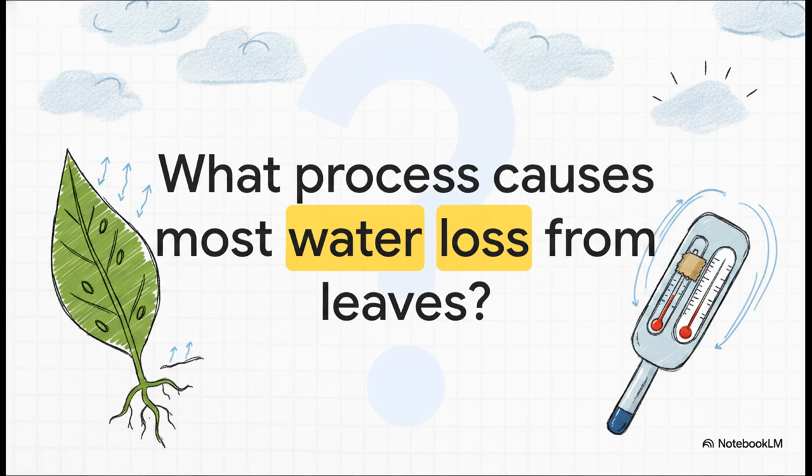Moving right along to quiz 2. Which process causes most water loss from the leaves of a plant? A, respiration, B, germination, C, transpiration, or D, pollination? Think back to the very first connection we made when we were decoding the exam question. Okay, got it? That's right, the answer is C, transpiration. It's that invisible process of water vapor escaping through those tiny little stomata we talked about.